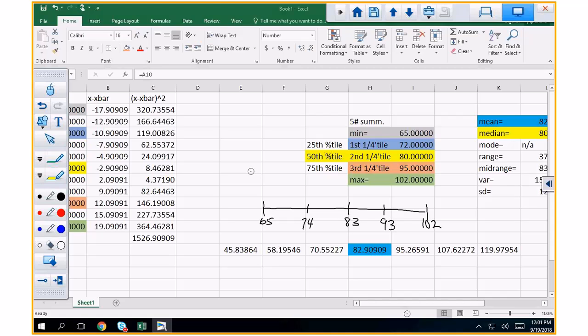Now take the middle of the middle. 65 to 74 is what? 9, half of 9 is 4.5. So that'd be 70-ish, whatever. So just add 5, that'd be 75. Or, I'm sorry, 5 to 79. Add 5 would be 88. Add 5 would be 98. Everybody with me?